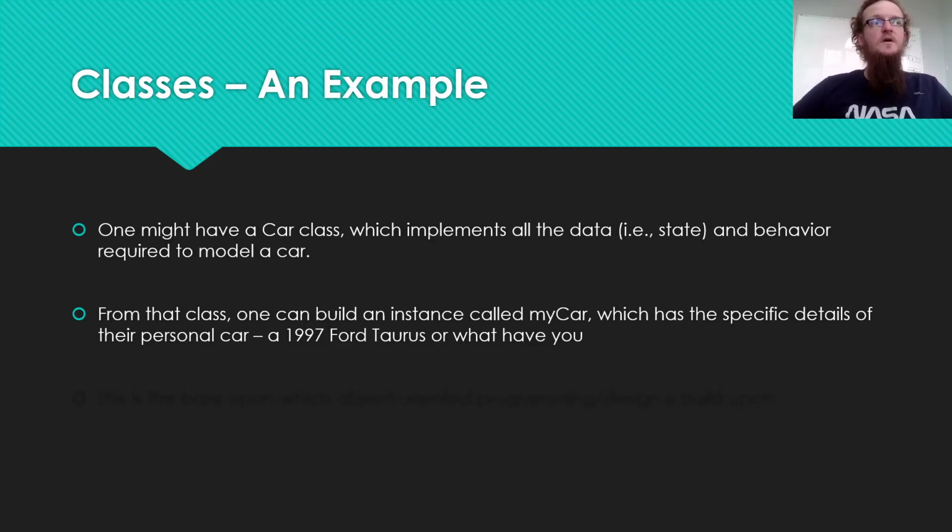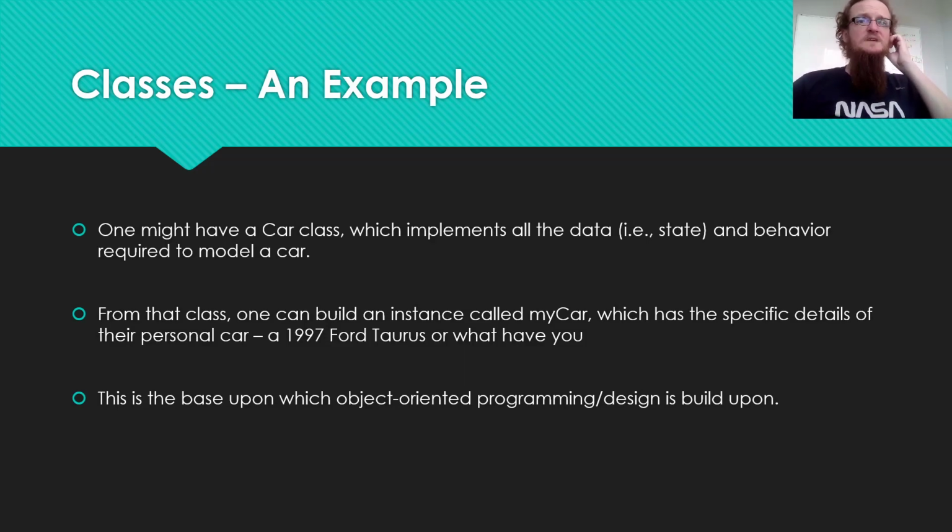So even though the cars have the same idea of what state is required of a car and the same idea of the behavior that a car can do, they don't necessarily have to be the same car. You can have hundreds of millions of cars. They act the same, they walk the same, they sound and taste and smell the same, but they're not the same car. They're different instances of the same general idea. So this is the fundamental base upon which all object-oriented programming and design is built. If you misunderstand this, then the rest of everything is going to be really confusing.